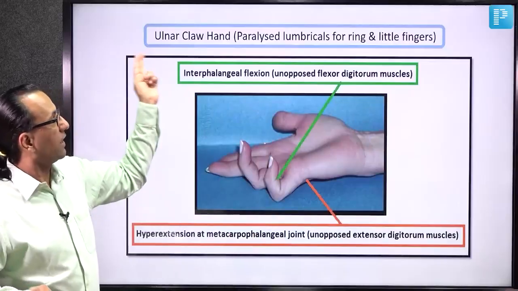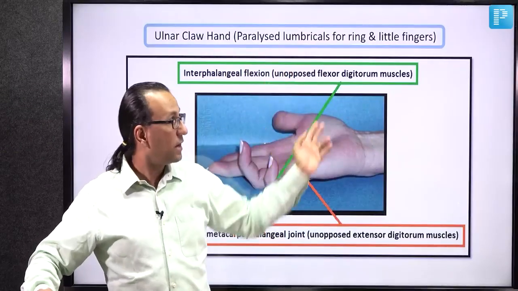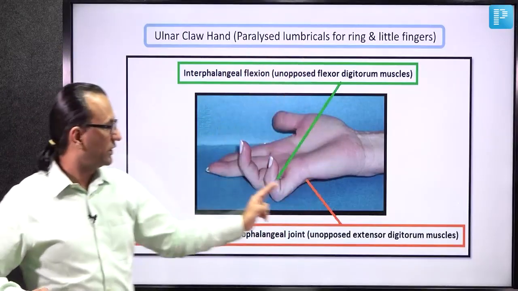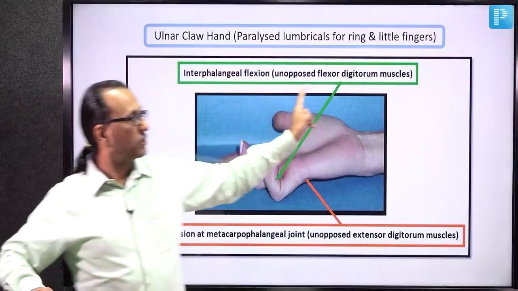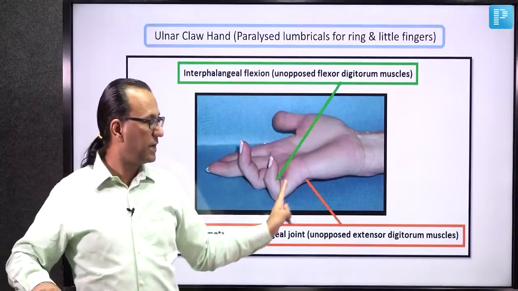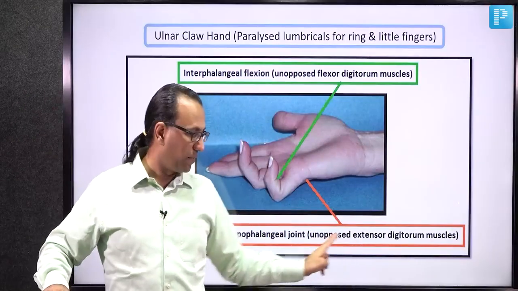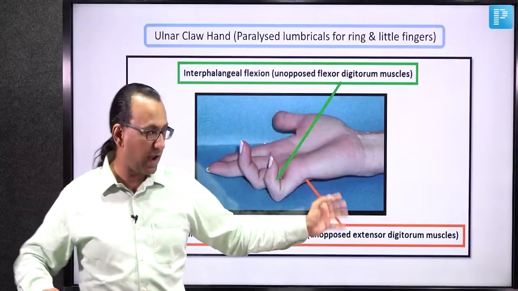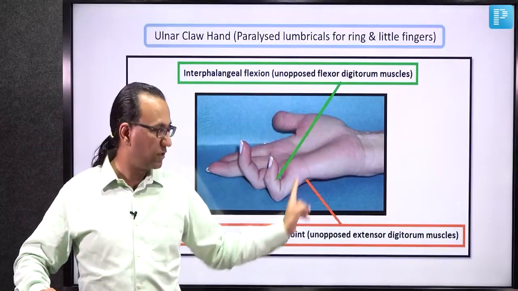As you can notice, the ulnar nerve is going to supply 10 out of the 12 muscles, and if the ulnar nerve is not working, then 10 muscles are not working. As you can see, there is interphalangeal flexion, which is caused by the flexor digitorum profundus in the anterior forearm, and you can see there is MCP hyperextension caused by the extensor digitorum, which is now unopposed because normally they are balanced by the lumbricals and interossei in the hand. If the lumbricals and interossei are paralyzed, these muscles become more powerful, leading to deformity.